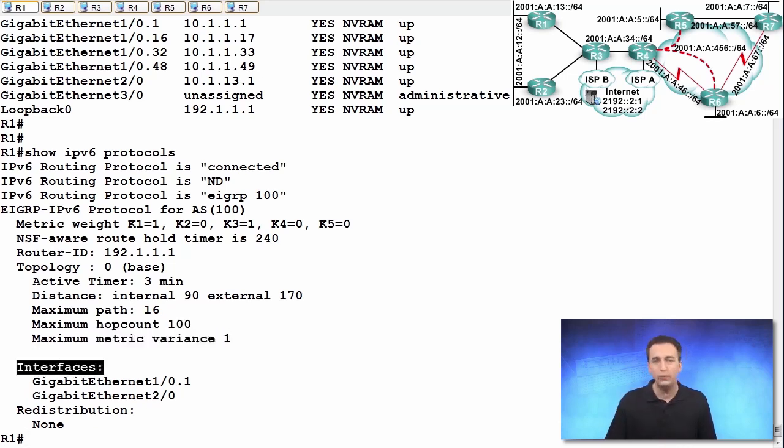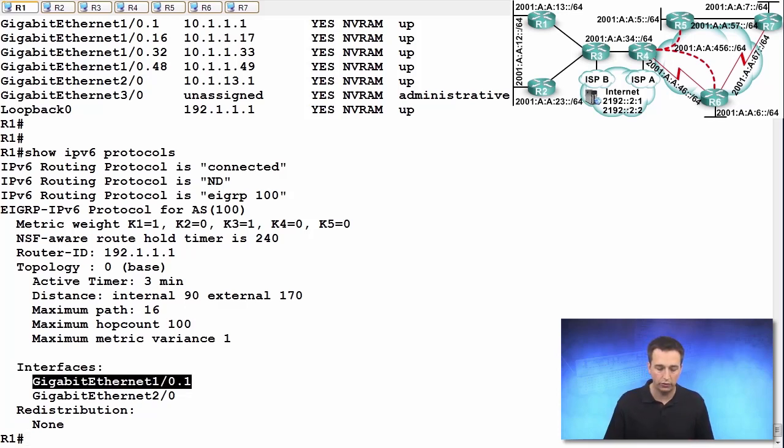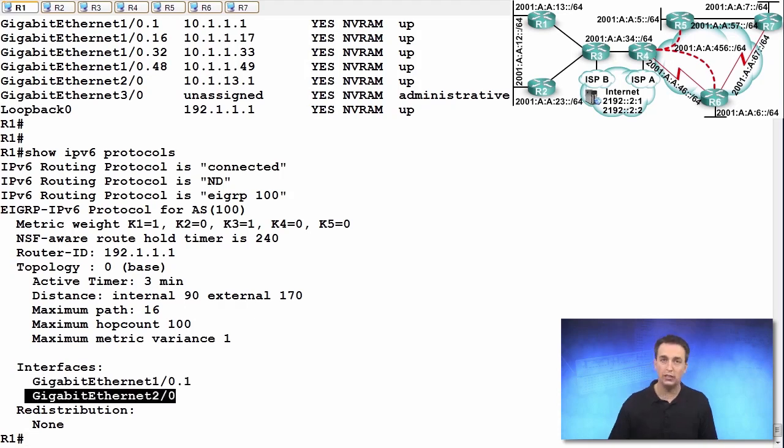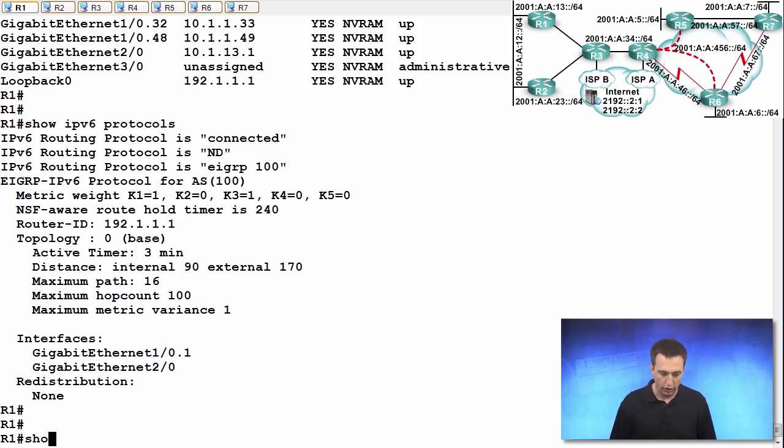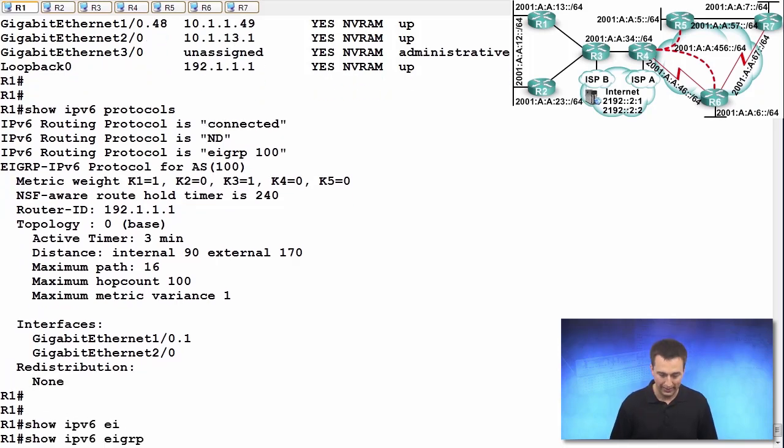And down below, we can see which interfaces are participating in this routing process for EIGRP Autonomous System 100. And it's Gigabit Ethernet 1/0.1 and Gigabit Ethernet 2/0. So these interfaces were enabled using what command? The ipv6 eigrp autonomous system number command in interface configuration mode. And if this router was performing redistribution, we'd have some information down here in regards to the redistribution that was happening. The next command we want to look at is show ipv6 eigrp interfaces.